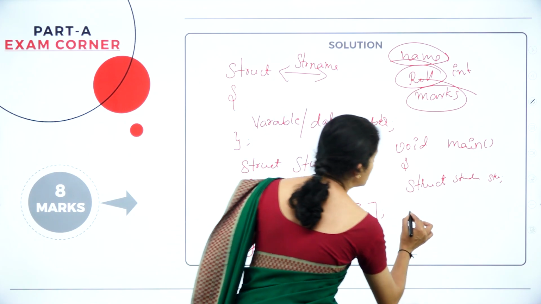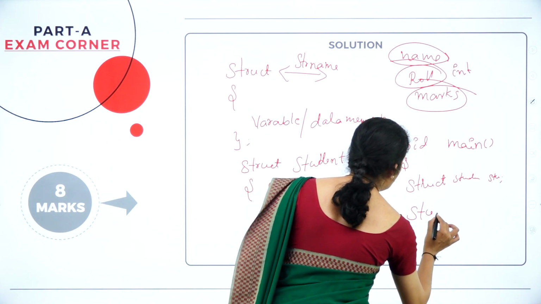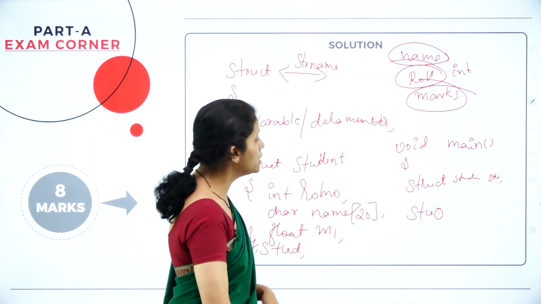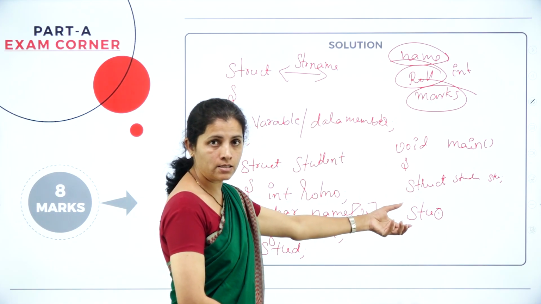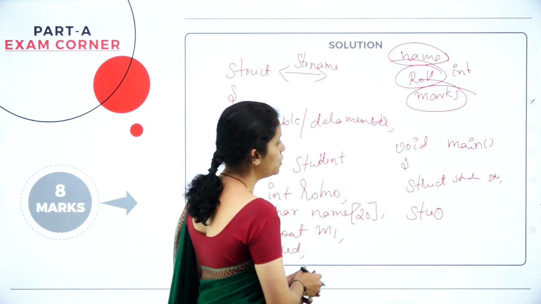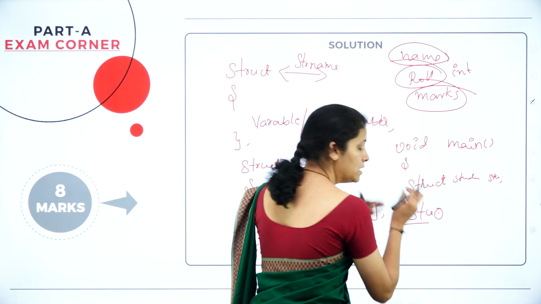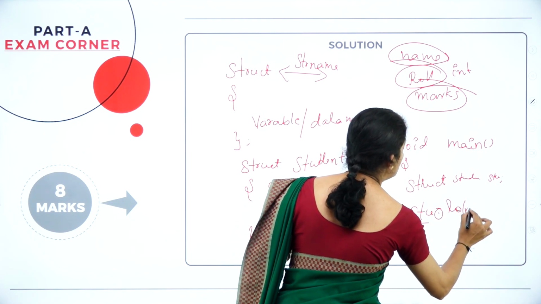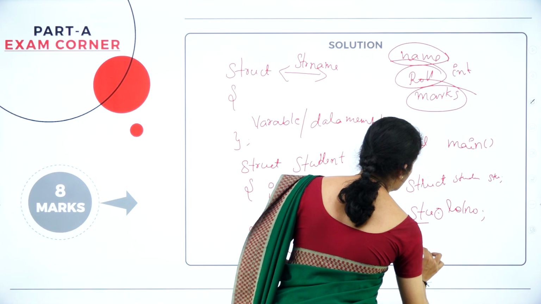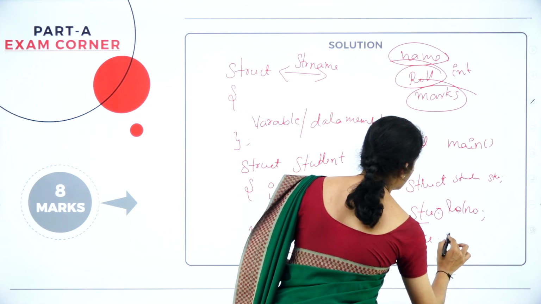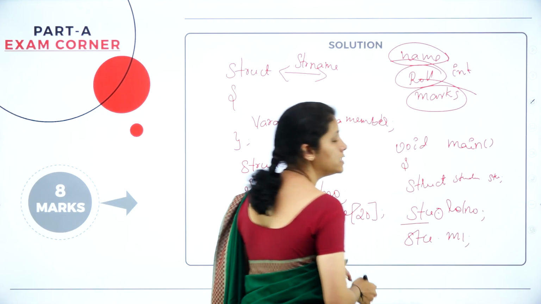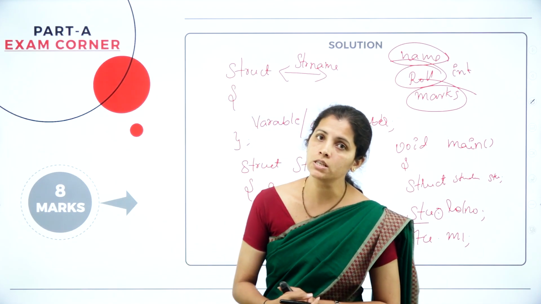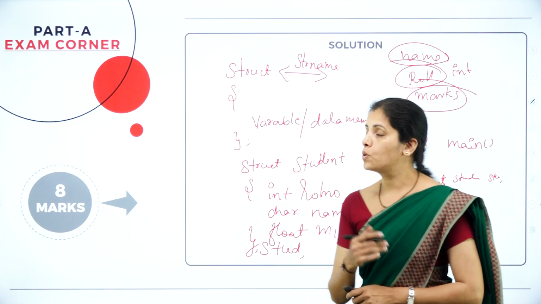With the help of the structure variable, stu dot. So I'm going to use the dot operator to access the fields. This is my structure variable dot, and the field name is the roll number, stu dot m1 or stu dot name. So this is the way I can use structure in my program.